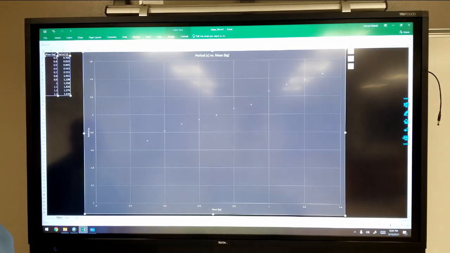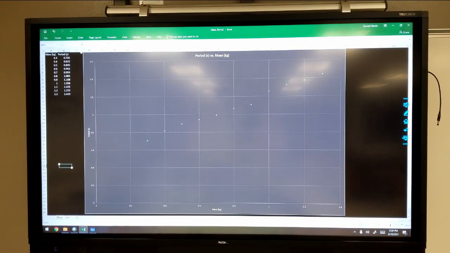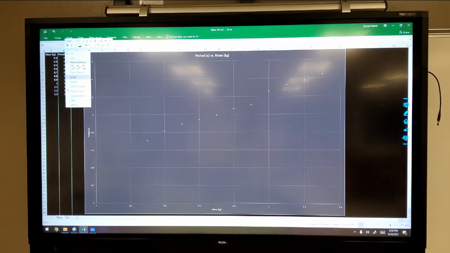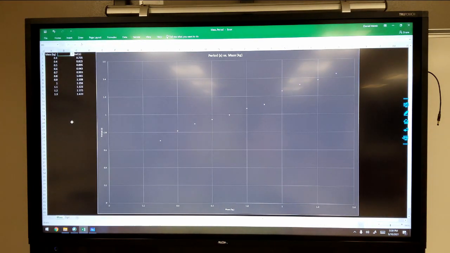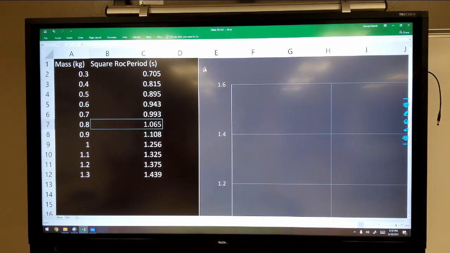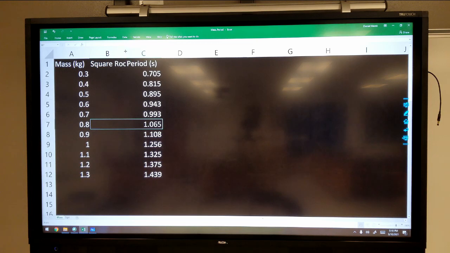So let's do that. We've got Excel open. I'm going to make a new column. I'm just going to scooch my periods over here. And I'm going to call that mass squared. And square root of mass. And that would be like the square root of kilograms. So kilograms to the minus 1/2 power would be the way to write that. Let's kind of zoom in on the data here so we can see a little bit easier. Let's go ahead and delete the old graph and double click that.